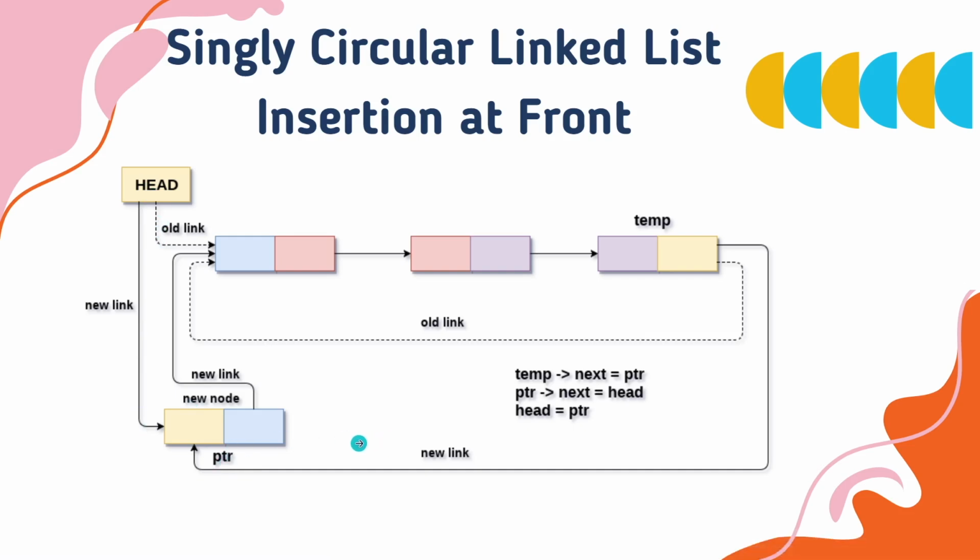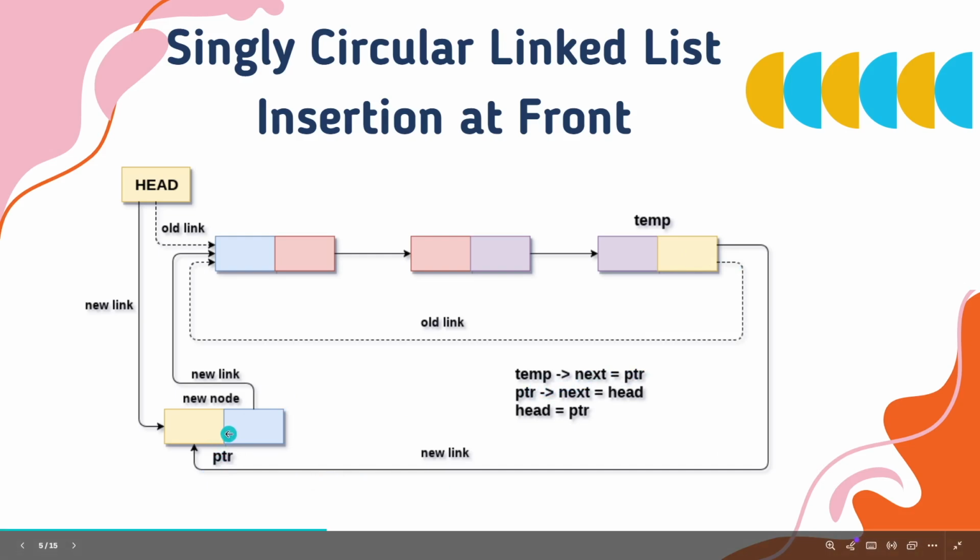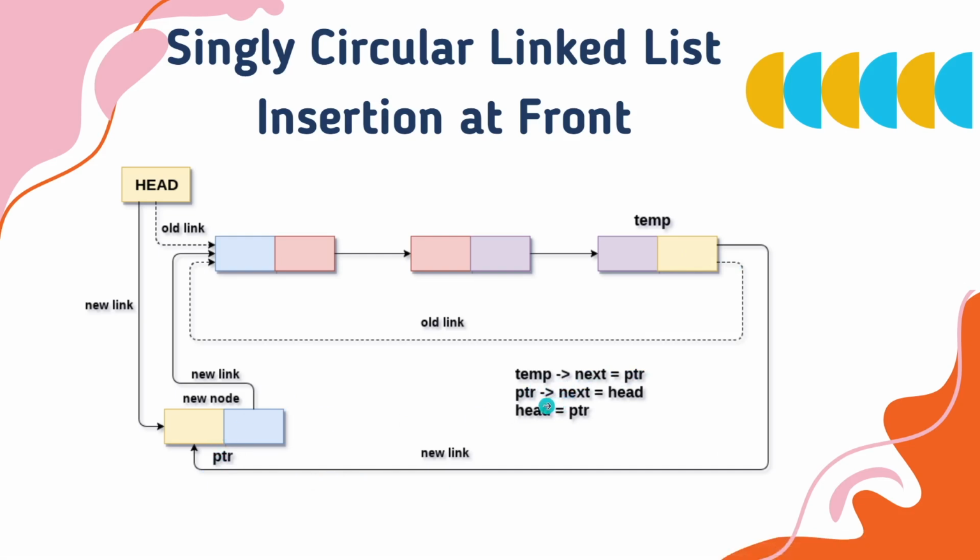And apart from that, we have to make some modifications in the last node's next part. The first step is that I move to the last node in that list, and set its next to contain the value of PTR. Thereby the last node would point to PTR, and after that I should make PTR's next have the value of head.